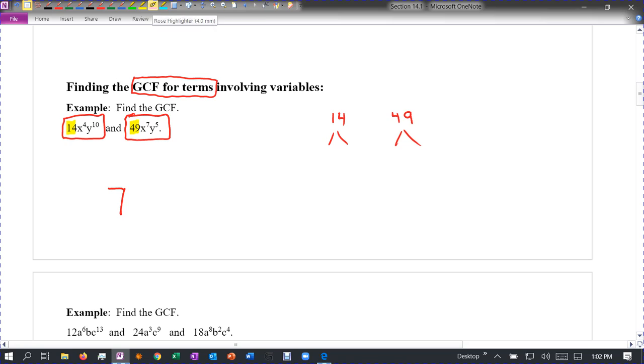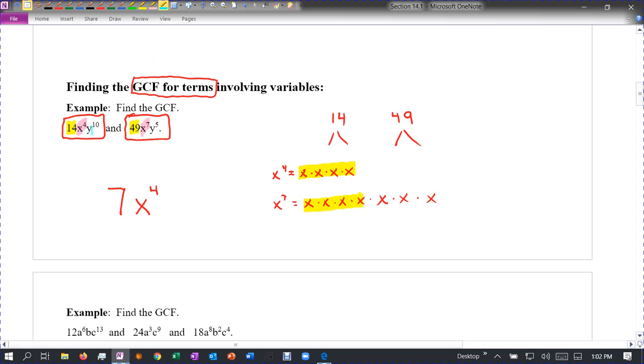Now, the difference between this and what we did before is now you have to look at the letters too. We have x to the 4th and x to the 7th. So think about it this way. X to the 4th means we have x times x times x times x. And then x to the 7th means we have x times x times x times x times x times x times x. 1, 2, 3, 4, 5, 6, 7. So they both have x's in them. What do they have in common? Well, they both have 4 x's. That's what they have in common. So our GCF will include the 4 x's that they have in common.